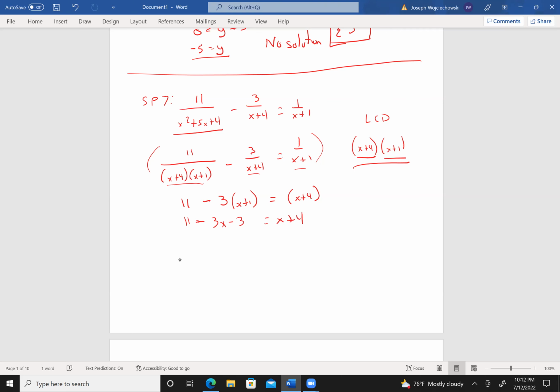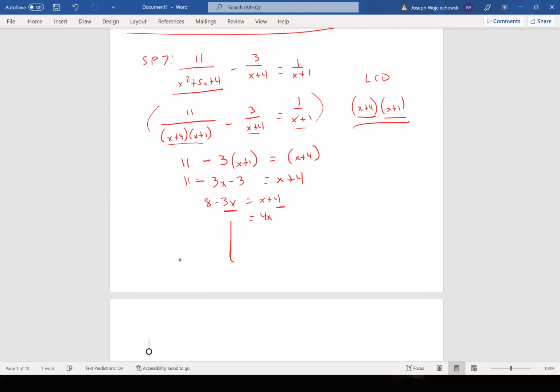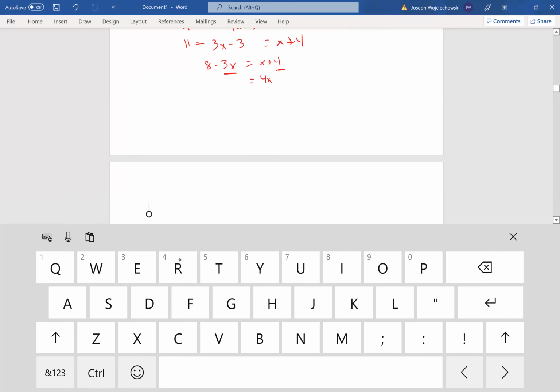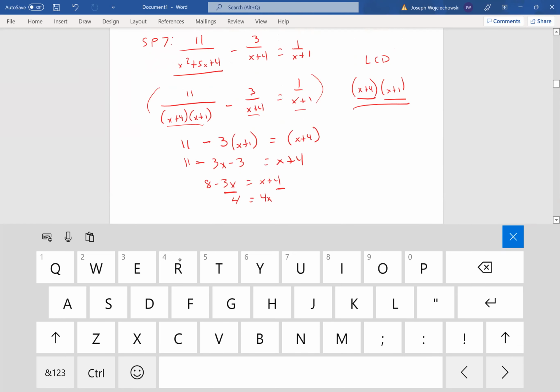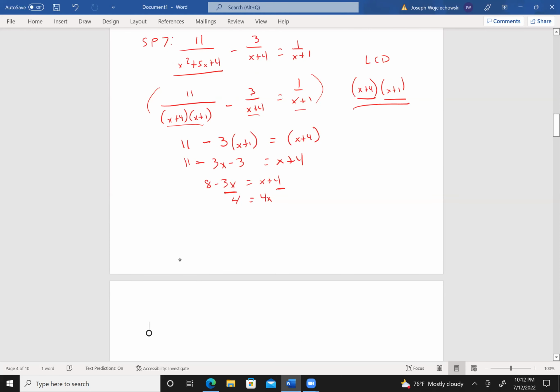Again, combining my like terms, I end up with 8 minus 3x equals x plus 4. I'm going to add this 3x to both sides and get 4x. I'm going to subtract this 4 from both sides and get 4 over here. I'll divide both sides by 4 and get x equals 1.